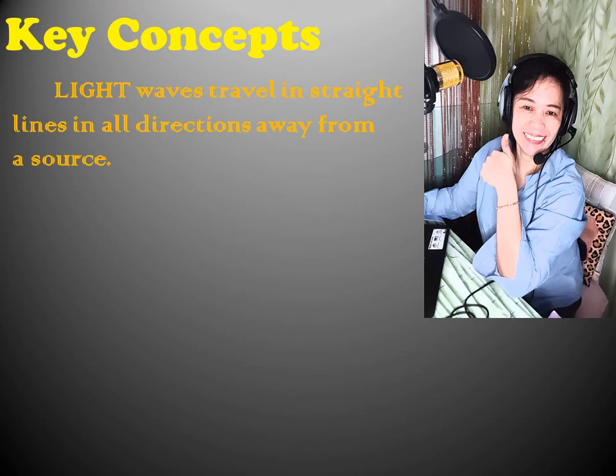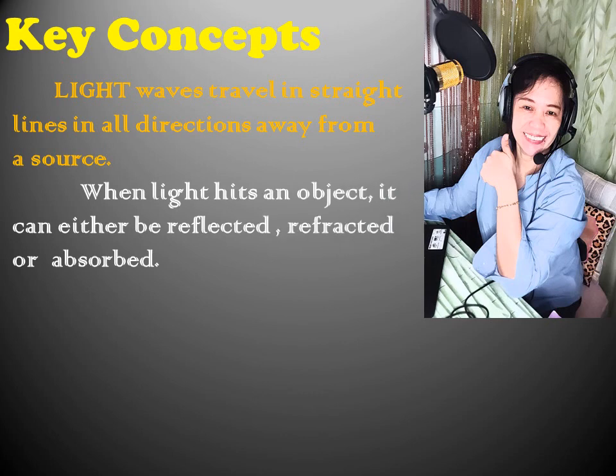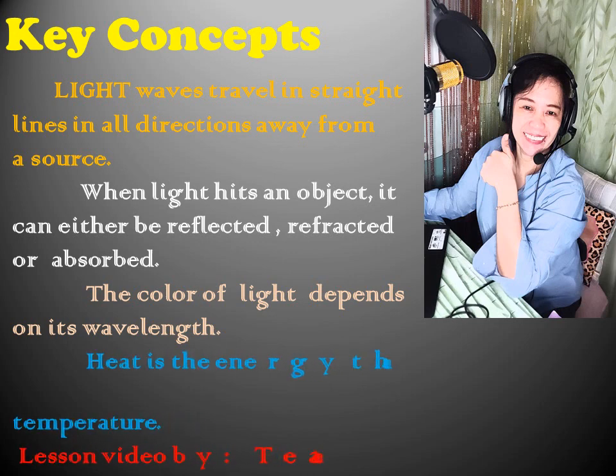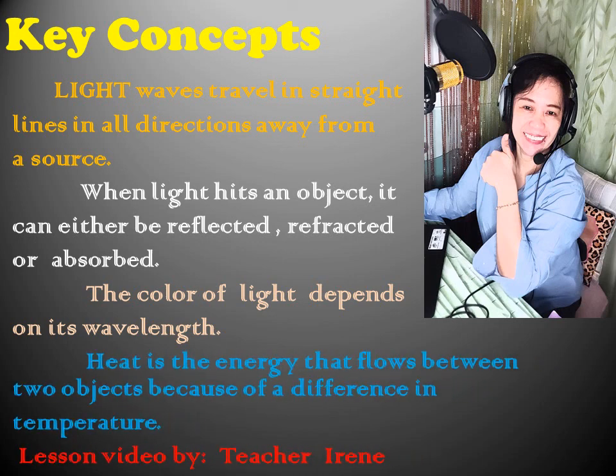Wrapping up key concepts, remember that light waves travel in straight lines in all directions away from a source. When light hits an object, it can either be reflected, refracted, or absorbed. The color of light depends on its wavelength. And heat is the energy that flows between two objects because of a difference in temperature.